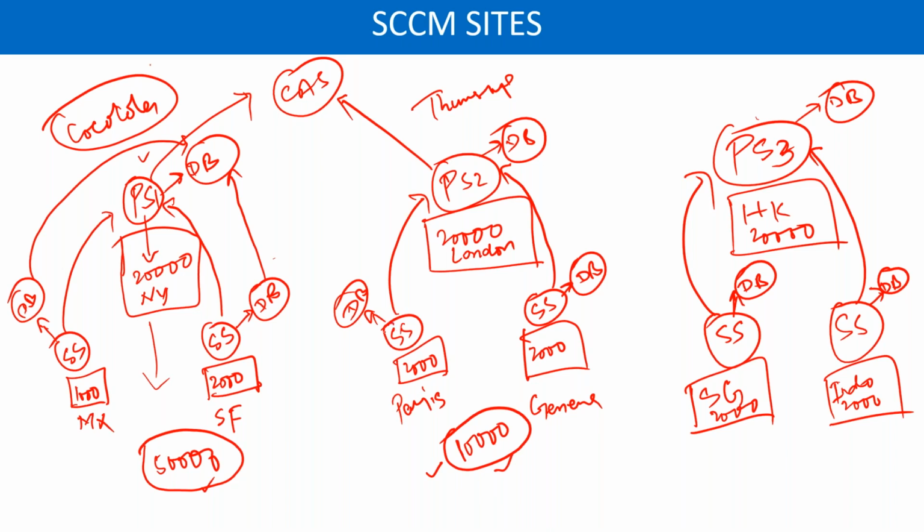Yes, so this 10,000 device secondary site will have a database, right? This secondary site database will get replicated here, right? Understood? Yeah. And finally, it will get replicated in the CAS database. This one and this one. Okay. Understood.